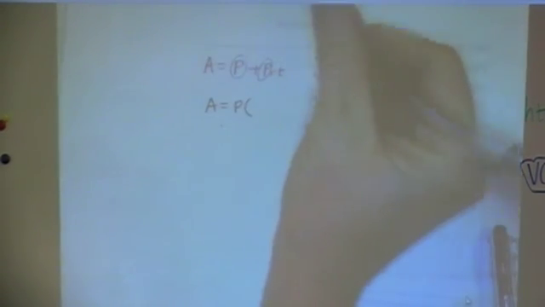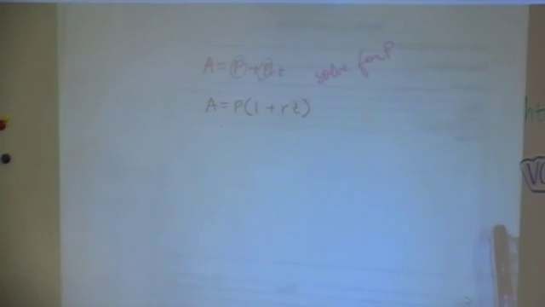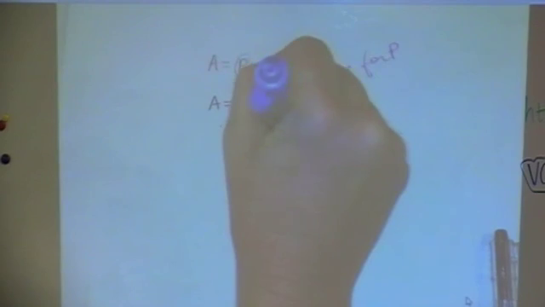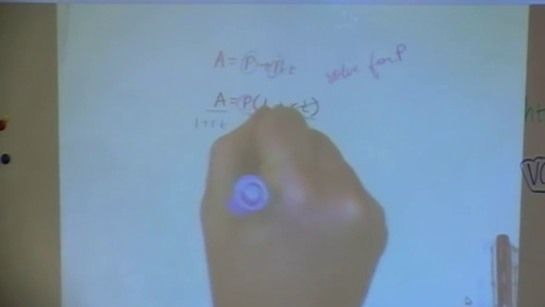So that means I have a P and then parentheses. Now what would have to be here in order to get a P when I multiply? 1 plus RT. Now all we have to do is get this P by itself. You can divide all of this at one time. So I get A over 1 plus RT.